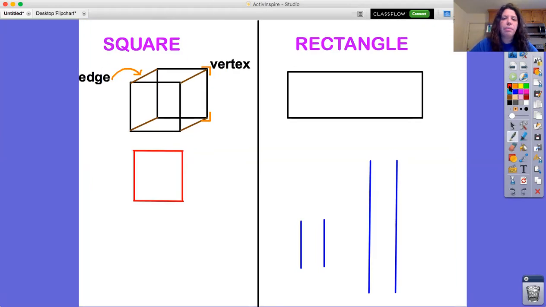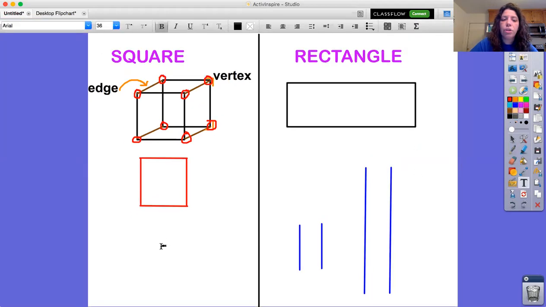If I'm going to look at my vertices, every time I see a corner, that's one vertex. Let's start by counting the top half of our cube first. So we have 1, 2, 3, 4 vertices. Let's count our bottom half. 5, 6, 7, 8. So a cube has 8 vertices. Notice the word has changed. One is a vertex. More than one, it's going to be referred to as vertices.